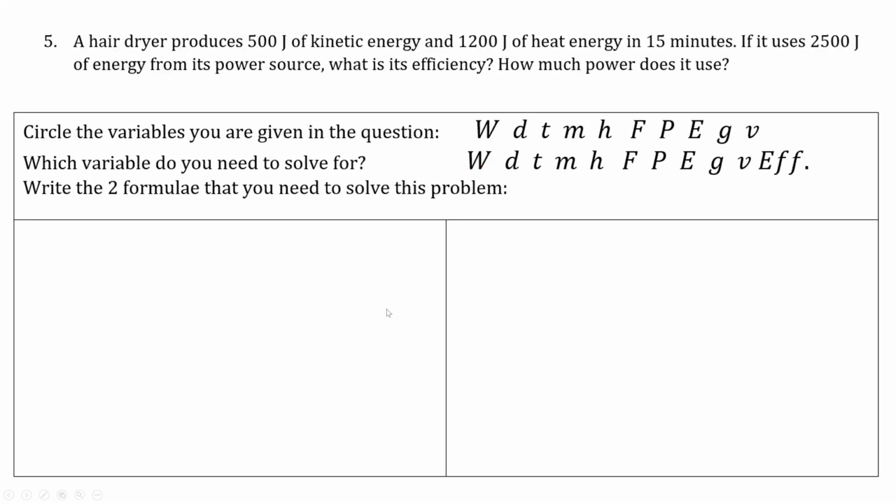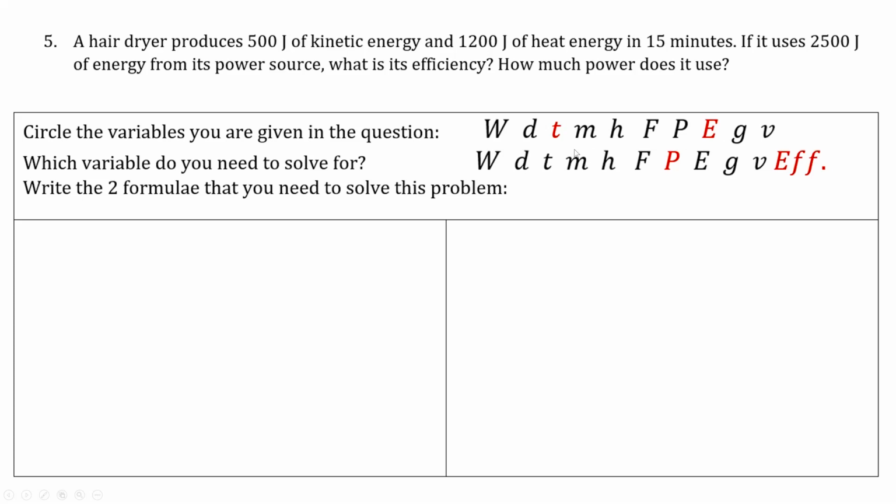Question 5. We've got a hairdryer producing 500 joules of kinetic energy and 1200 joules of heat energy in 15 minutes. If it uses 2500 joules of energy from its power source, what is its efficiency and how much power does it use? This question is interesting, and it all comes down to what you define as useful energy in this case. Let's have a look at the variables we have.